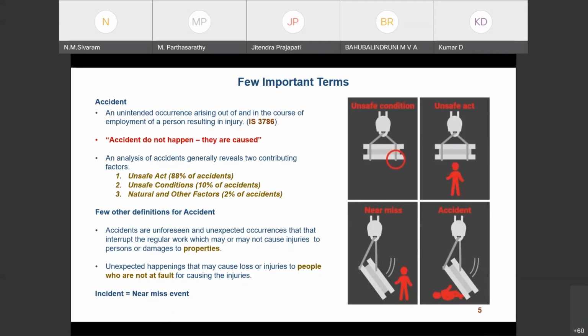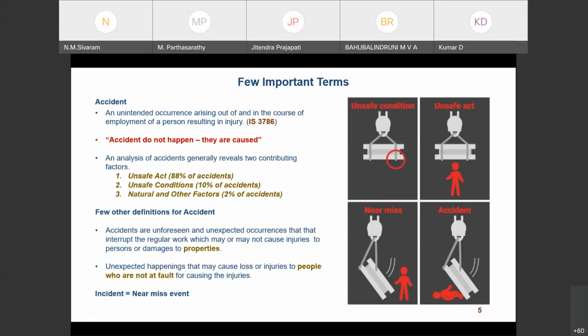So this also can lead to an accident. And near the event, that's what I told you. The suspended load falls down. It falls down on the floor without any damage to the human life or environment. So in that case, you can say it is a near-miss event.